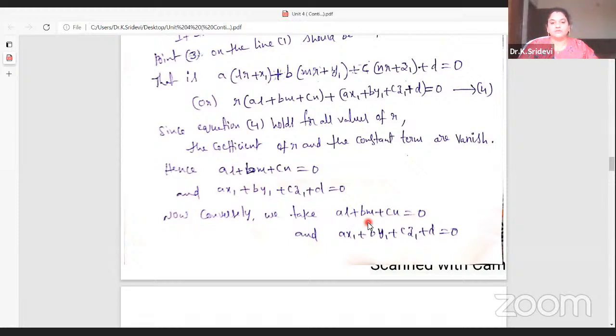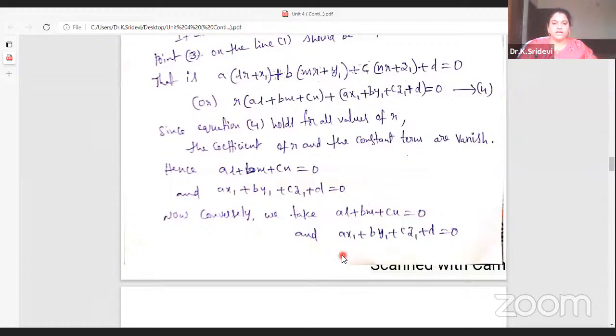From our previous discussion, we can say that this equation shows that the line is perpendicular to the normal to the plane. That means l, m, n are direction ratios of the line, and a, b, c are direction ratios of the plane's normal. Then we can write al plus bm plus cn equal to 0. We have seen this condition in previous classes. So it shows that the line, which has direction ratios l, m, n, is parallel to the plane ax plus by plus cz plus d equal to 0.